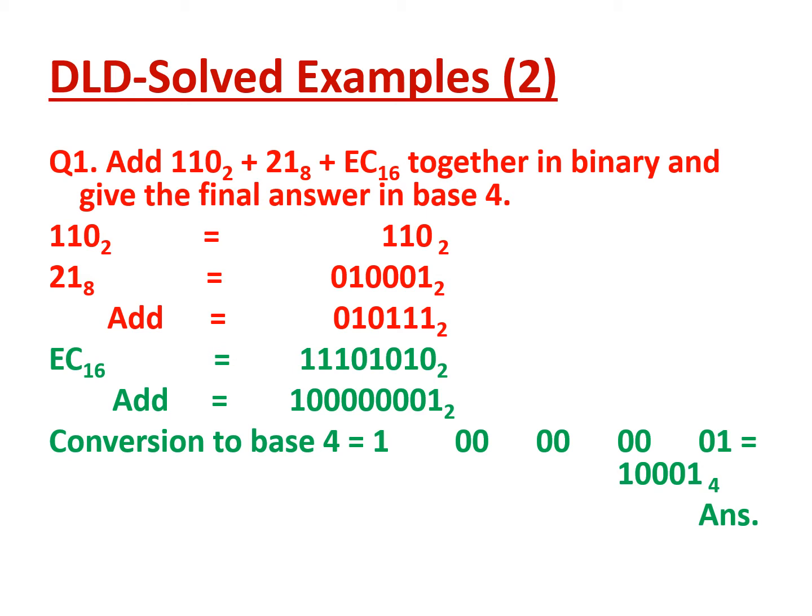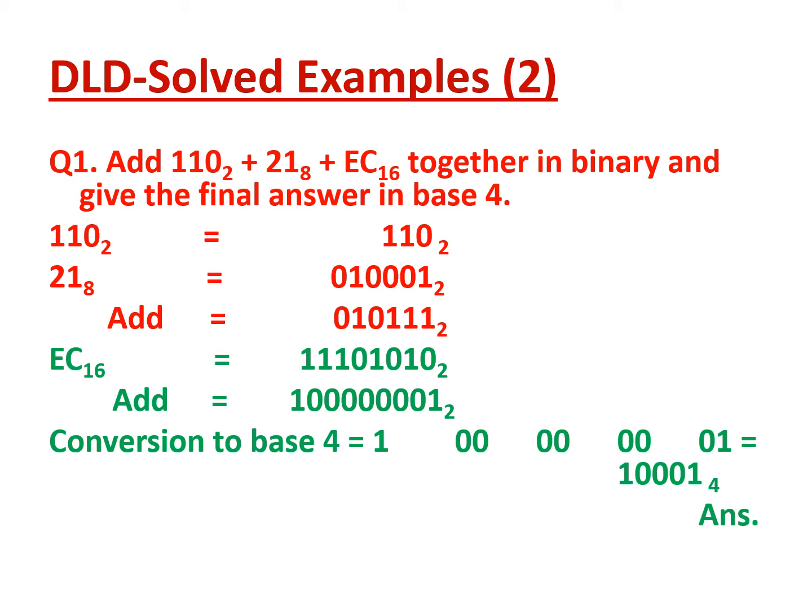We have already done a few. Question 1 is: add 110 to the base 2 plus 21 to the base 8 plus EC to the base 16. Now you know that whenever we have to add, subtract, multiply or divide, we have to first of all convert the numbers into the same base, because only if the bases are the same can we carry out the arithmetic operations.